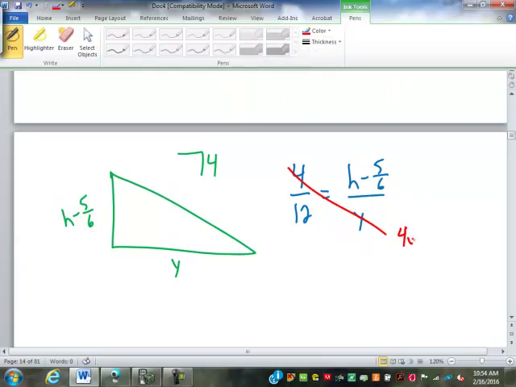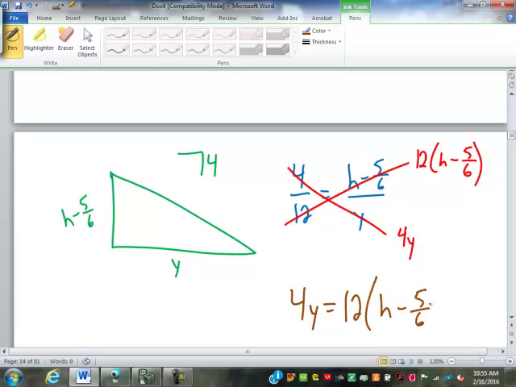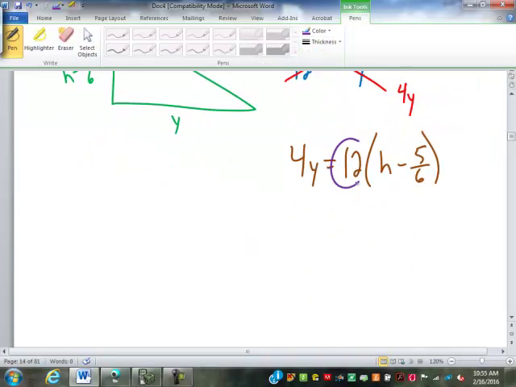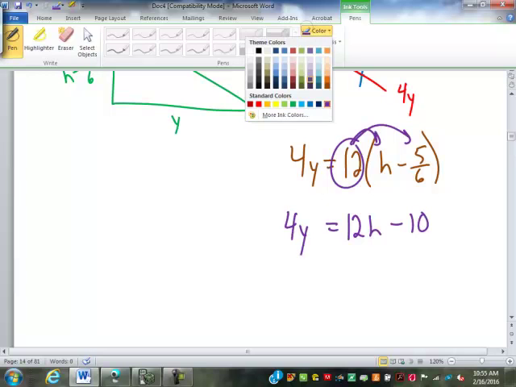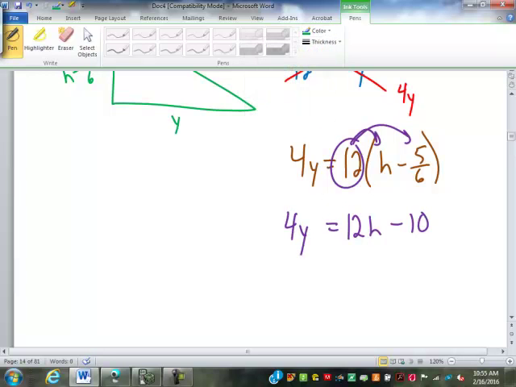So 4 times y is 4y. 12 times h minus 5/6. So 4y equals 12 times h minus 5/6. Step 1. Distribute the 12. 12 times h is 12h. 12 times a negative 5/6 is a negative 10. Still got the 4y. And then divide by 4, cancels out the 4. We got y here.